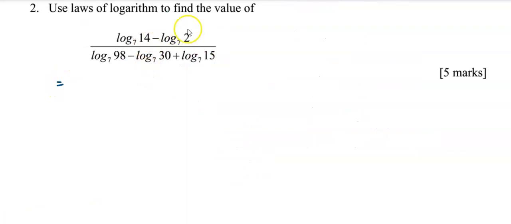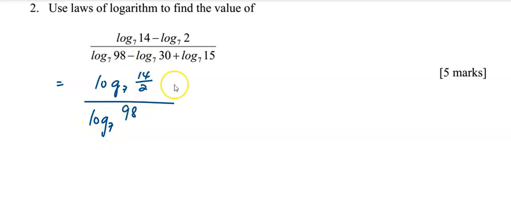For question 2, we are going to apply the laws of log. For the numerator, we have 7, and since both of them have the same base, and I apply the laws of log, I got 14 over 2. And the denominator, I got my log base of 7 and 98. Because of the operation plus here, I'm going to take it, multiply by 15, and minus here, meaning that 98 minus, multiply by 15 over 30.